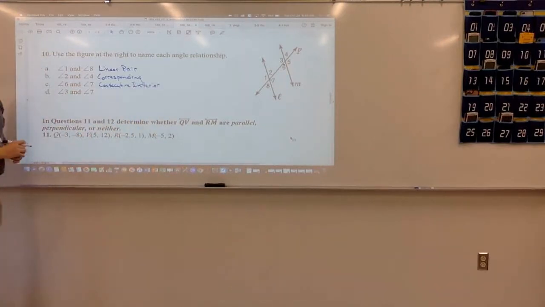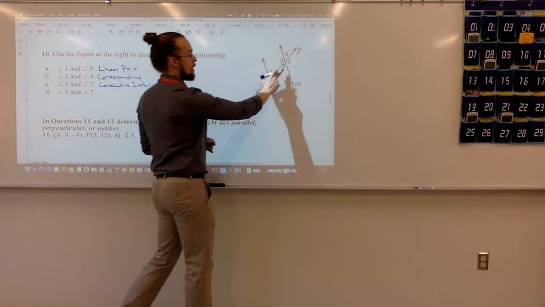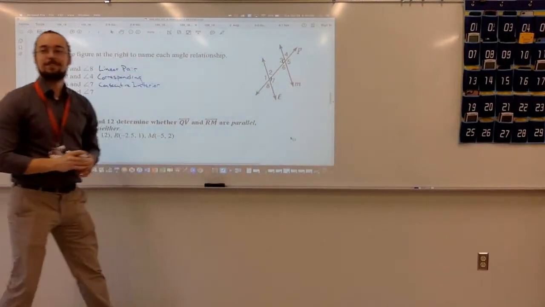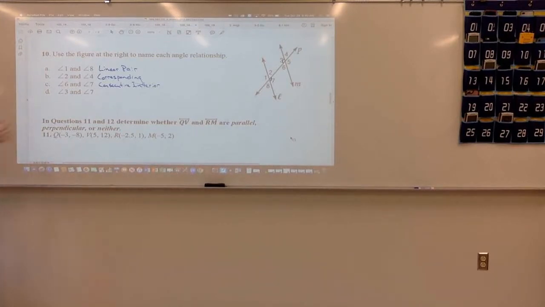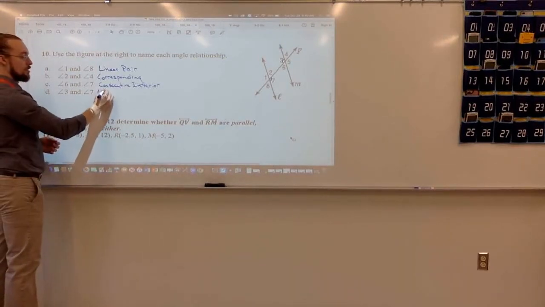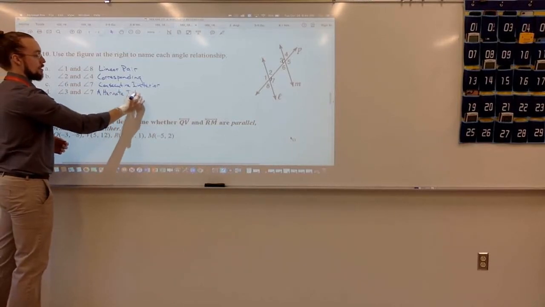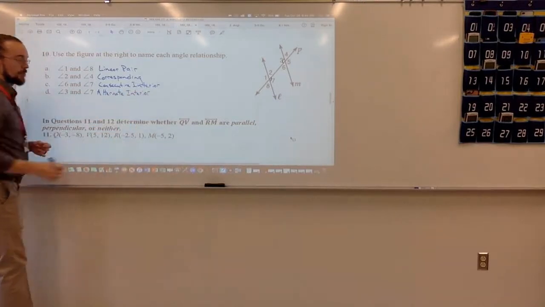And then our last one, angles 3 and 7. So this one, this one. Your favorite one. Why is it your favorite one? I actually like exterior better than interior. Like to be on the outside.